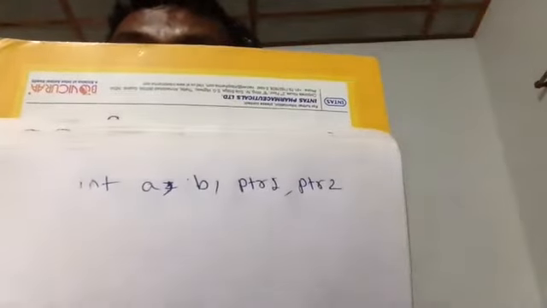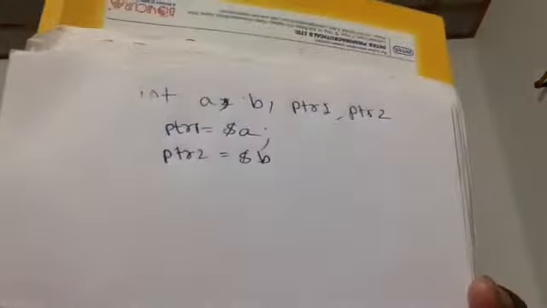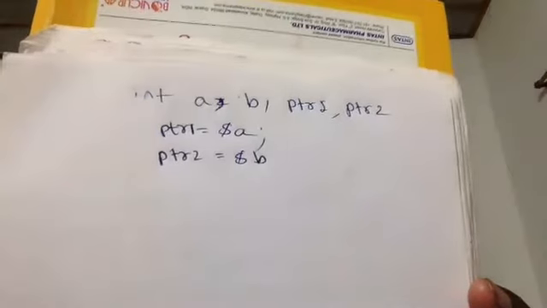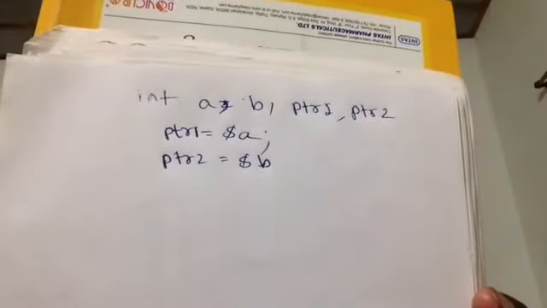First you define int a, b, ptr1 and ptr2. Okay, next what to do? ptr1 is equal to ampersand a, ptr2 equal to ampersand b. Means you are assigning the address of a to ptr1 and assigning the address of b to ptr2.